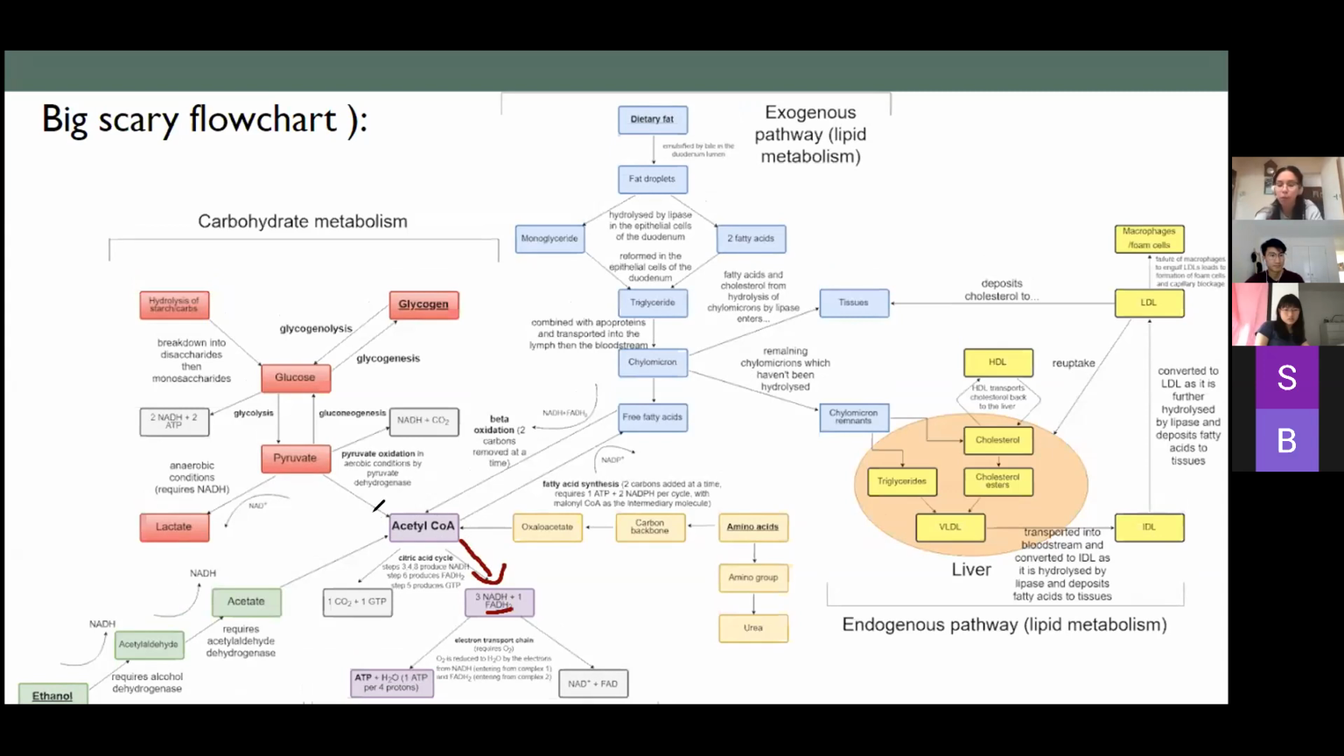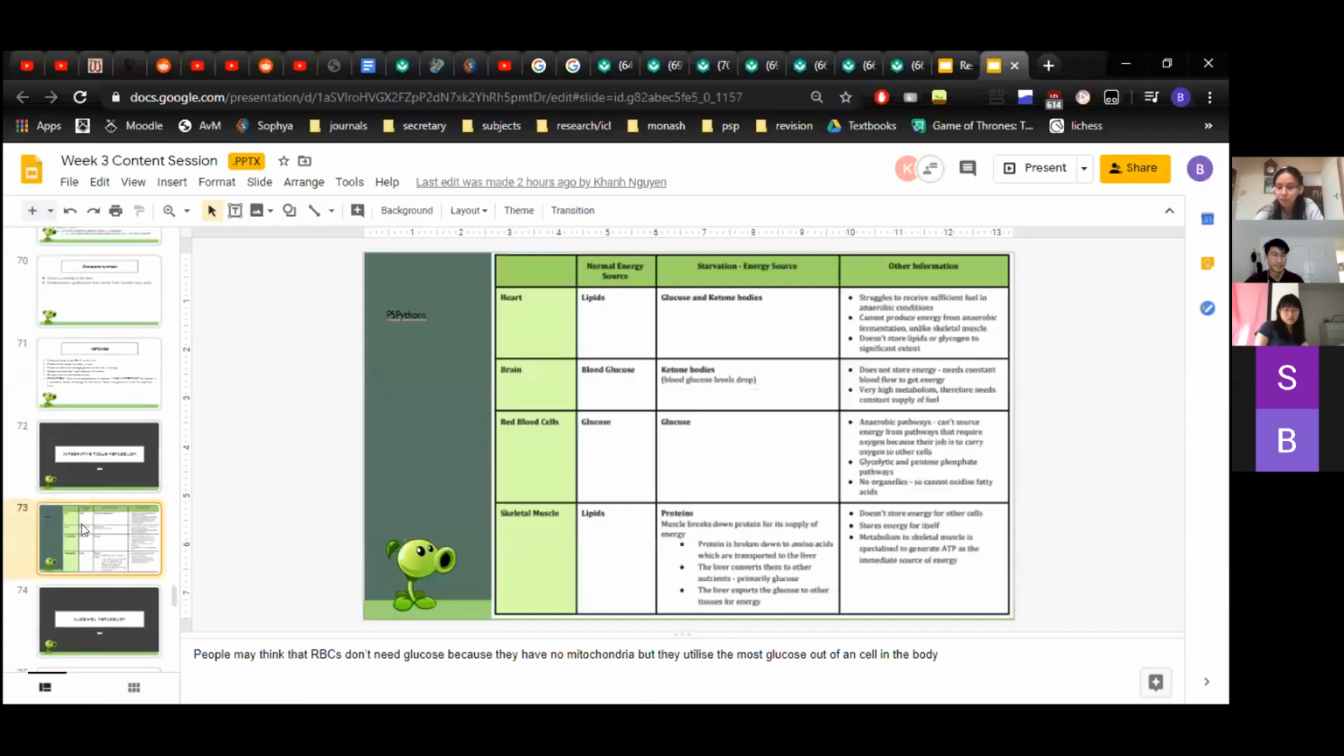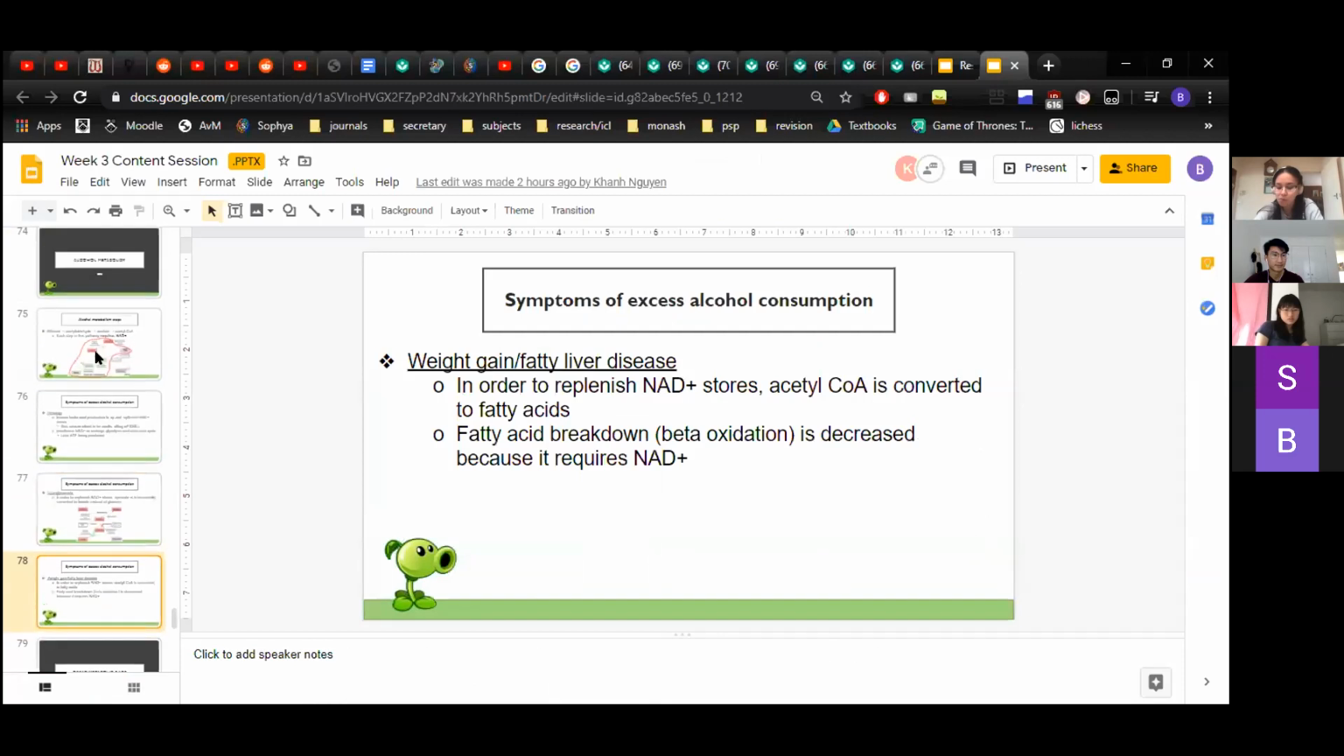So when you're drinking alcohol, you're using up a lot of NAD plus to metabolize the alcohol, right? But that's really bad, because if you use up a lot of NAD plus here, you're not going to have enough for here, right? And if you don't have enough for the citric acid cycle, you're not going to have enough NADH for the electron transport chain. And that means you're not going to have enough energy. And that's really bad. So that's just something I want you to keep in mind, that alcohol metabolism is bad because it uses up a lot of NAD plus.